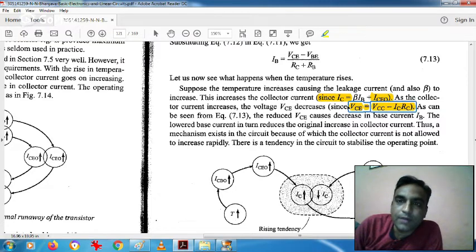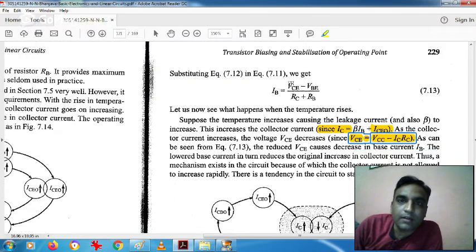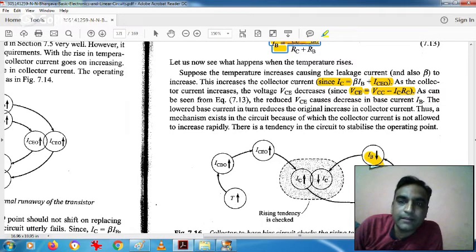So if this increases, VCE will go down. Now if VCE goes down, according to the equation, what will happen? The IB will go down. If IB goes down, then IC will go down. Okay, so it is this way. So VCE has gone down, so IB will go down, and then IC will go down.